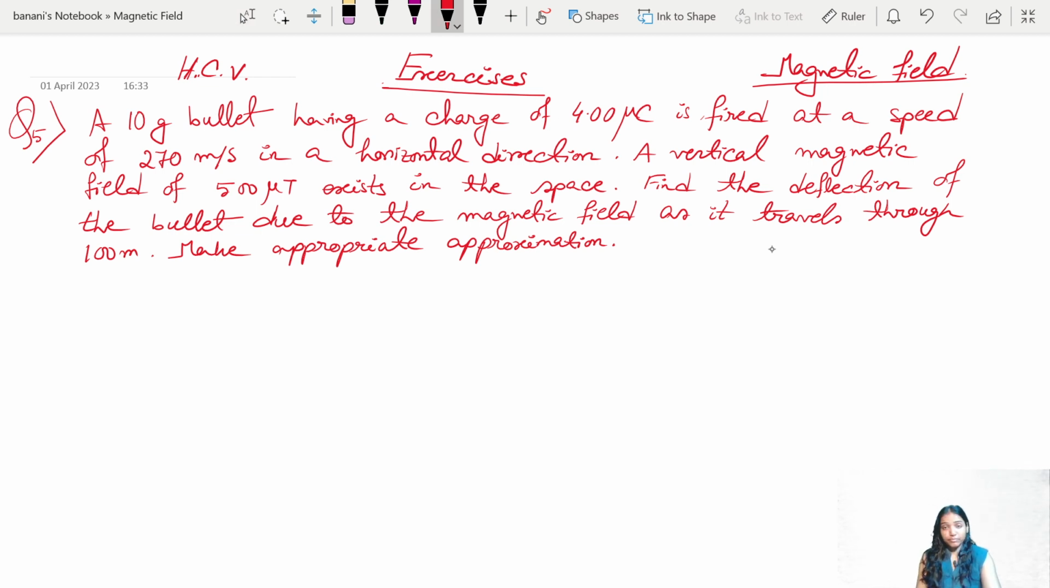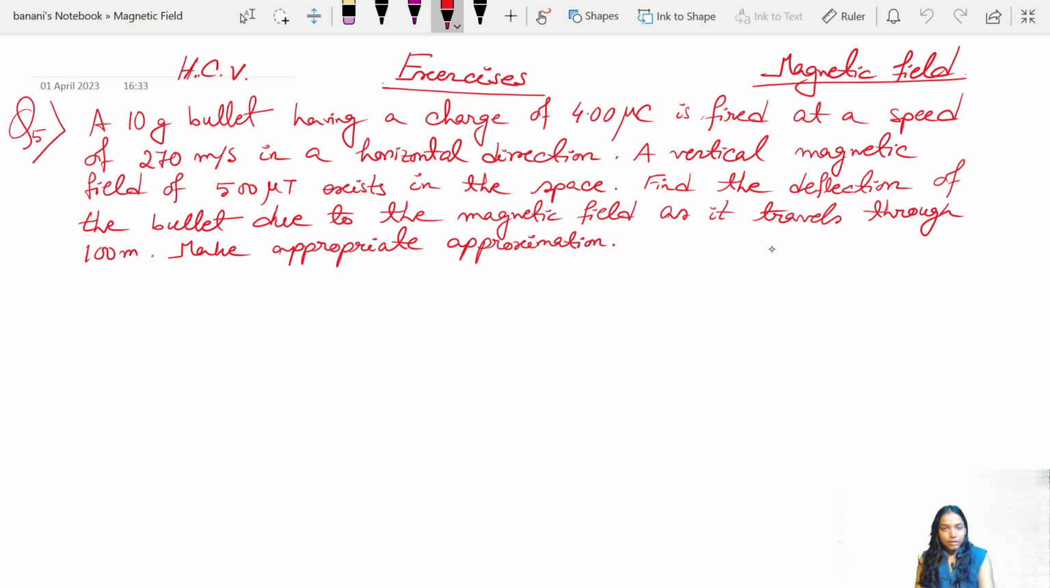Okay, let's understand what is in this numerical. A bullet is fired along the horizontal direction and it has some charge. Due to this charge, as it is fired with some speed, it is a moving charged particle. The vertical magnetic field is also present in the space, so a moving charge will experience a magnetic force. We have to find the direction, and then how the deflection will happen. Because of this magnetic force, some deflection will happen in the bullet.